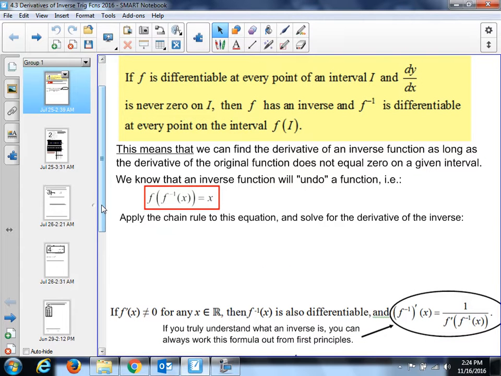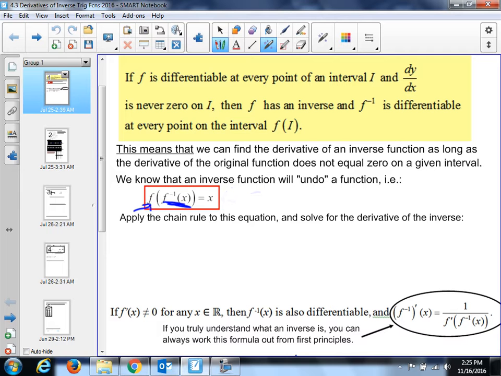This, what's highlighted here, might not make a lot of sense. So a translation, what does this mean? This means that we can find the derivative of an inverse function as long as the derivative of the original function does not equal 0 on a given interval. We also know that an inverse function will undo a function. In other words, this is what we were just establishing as our warm-up, right? If you put the inverse function inside the original function, you get x coming out of it.